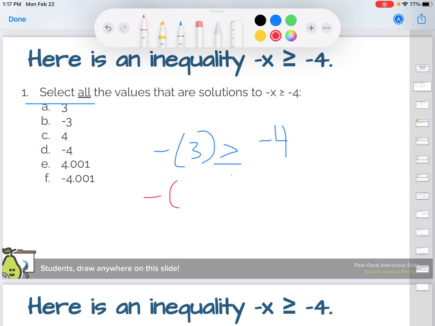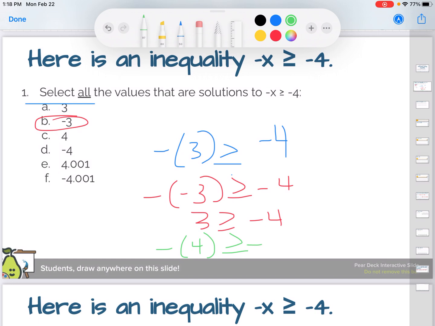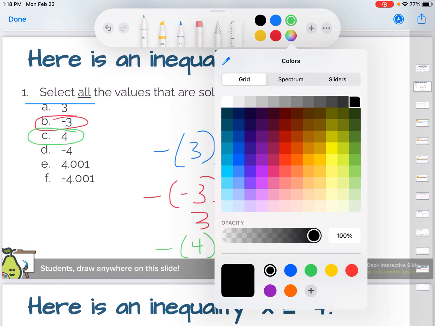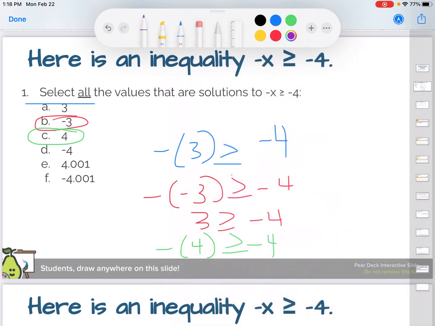So now let's try 3. Is -3 going to be greater than or equal to -4? Well, that's true. Let's try 4. So -4, is that greater than or equal to -4? Well, yeah, it's equal to. Okay, let's try -4. So that would be a +4, is that greater than or equal to -4? Yep.